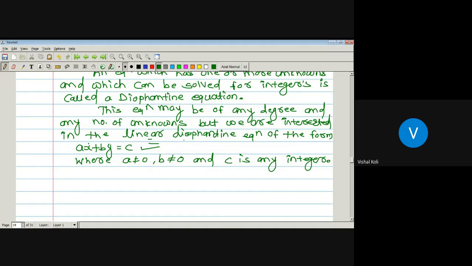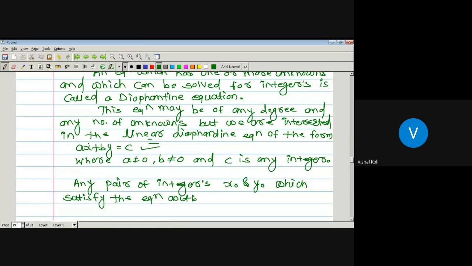Now, any pair of integers x and y, or x naught and y naught, which satisfy the equation ax plus by equal to c.